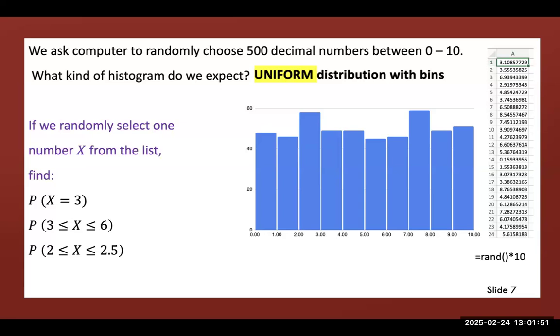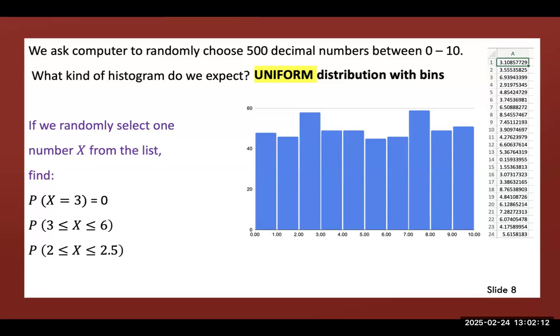So if we randomly select one number x from this list of 500 numbers, let's find some probabilities. Let's find the probability x is equal to 3. Well, I went through my data and I looked for just the number 3 and it didn't show up. So that probability was 0 out of 500, or just 0.